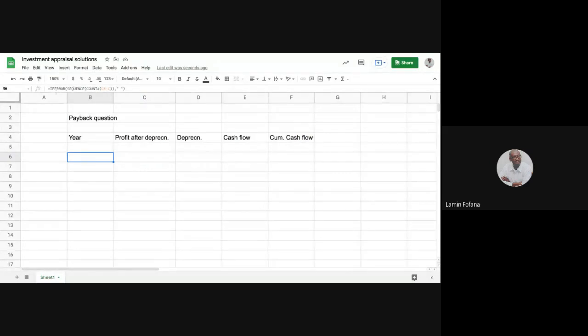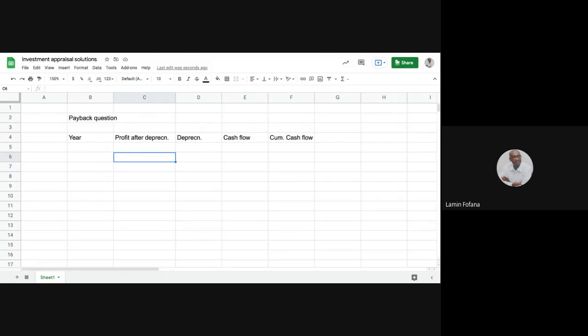Okay, so this function is called SEQUENCE with COUNTA. The IF ERROR is there so that if the cell is empty, it won't bring a hashtag error. It won't bring any error message. So after typing this, you don't do anything because it's going to give you the auto numbering. So the first thing we're going to do is let's calculate our depreciation.